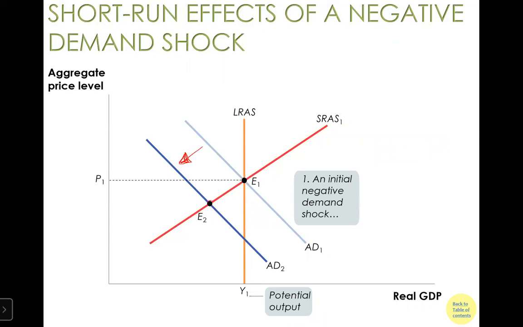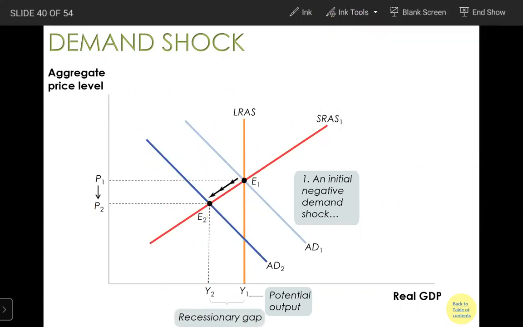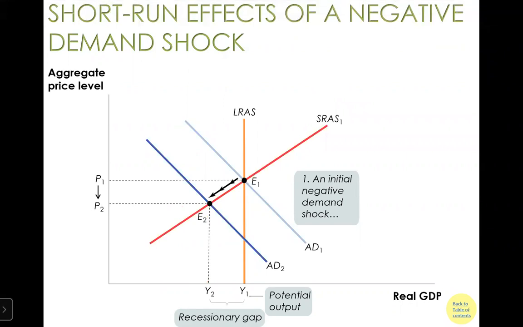Now you can see, we are here temporarily. Compared to the original point, we have a lower price and lower output. And actually, we call this a recessionary gap.